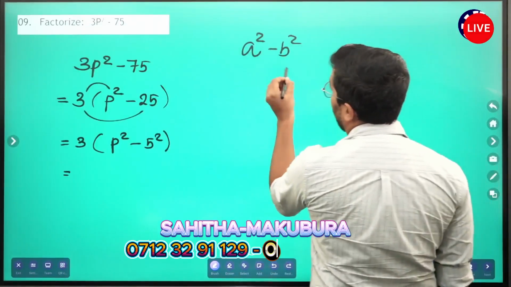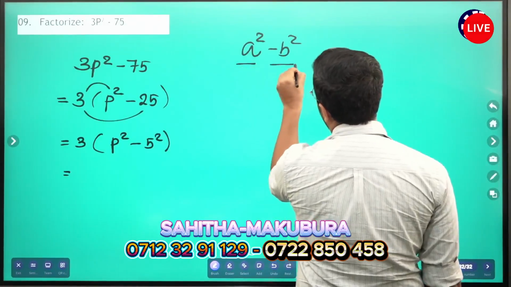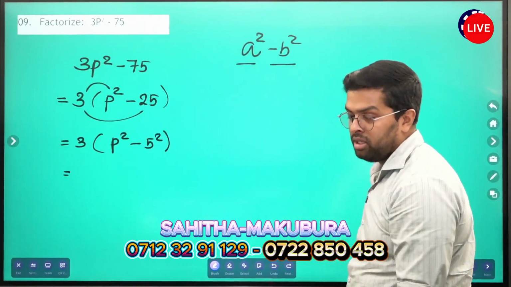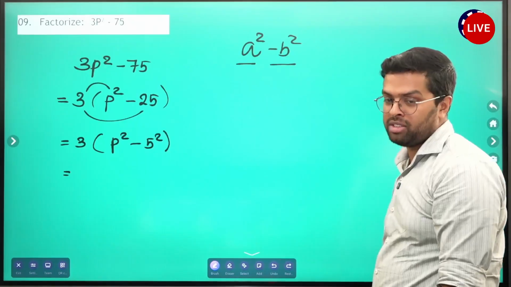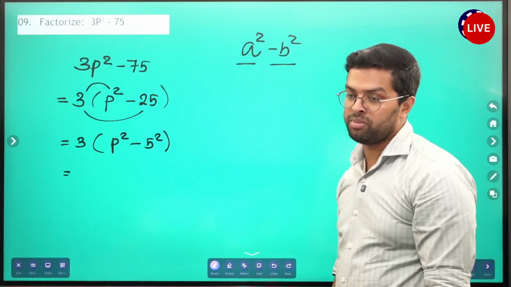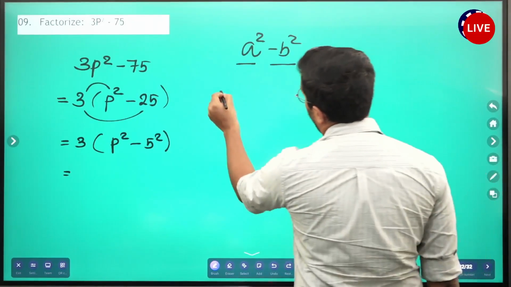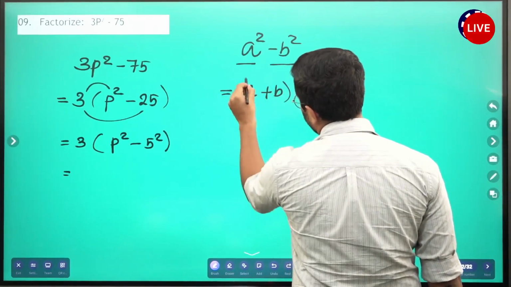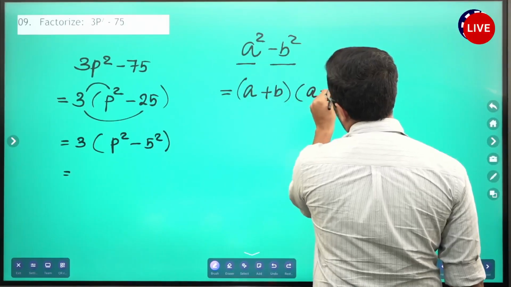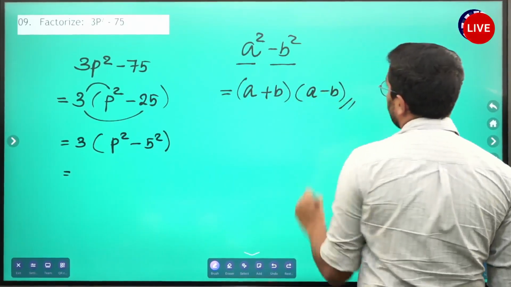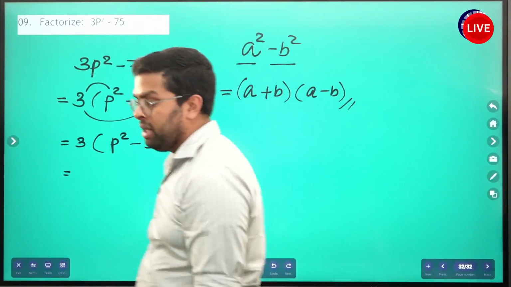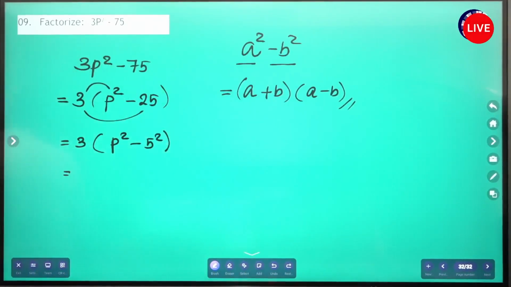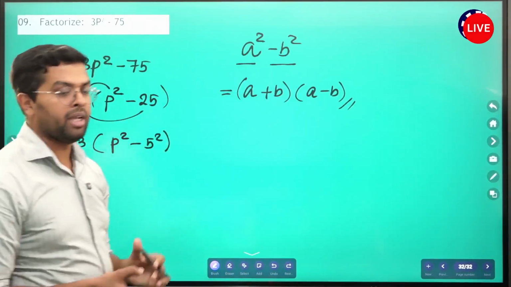This is called the difference between squares. How to factorize the difference between squares? We can write it as a plus b times a minus b. So a squared minus b squared, we can write it as a plus b times a minus b.